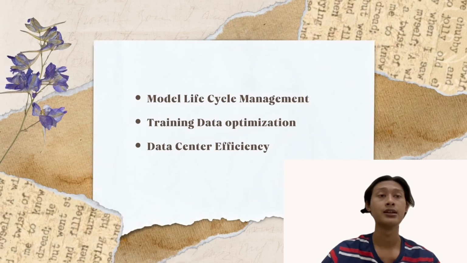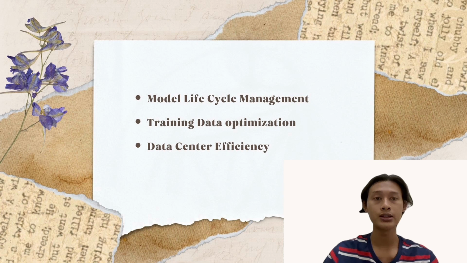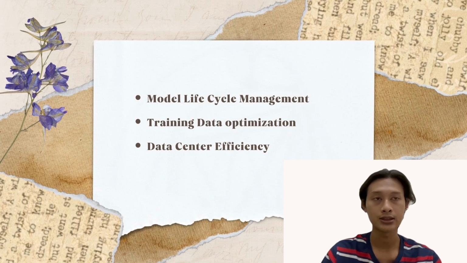Now I will present about improvement in the sustainability of machine learning. So first is model lifecycle management. Implementing efficient model lifecycle management practices, including model pruning, retraining, and retirement, can improve sustainability. Continuously monitoring and optimizing models to ensure they remain accurate and relevant can reduce the need for frequent retraining, thereby saving computational resources.